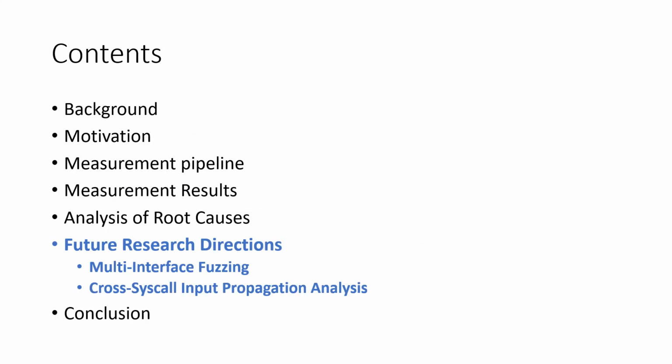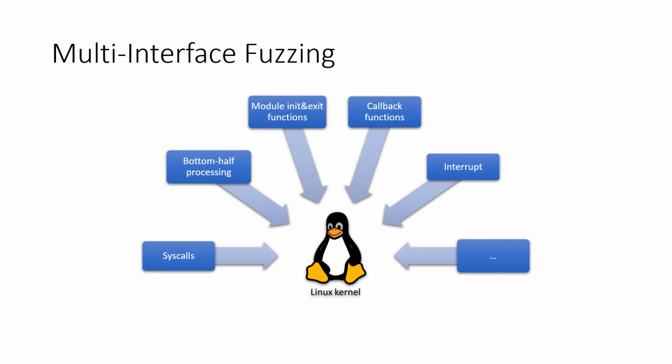Then we will introduce some interesting future research directions from those root causes. The first one is multi-interface fuzzing. As we mentioned, there are a lot of different interfaces of Linux kernel besides the syscalls. We need to combine them together to generate test cases of fuzzing in order to achieve a better coverage.